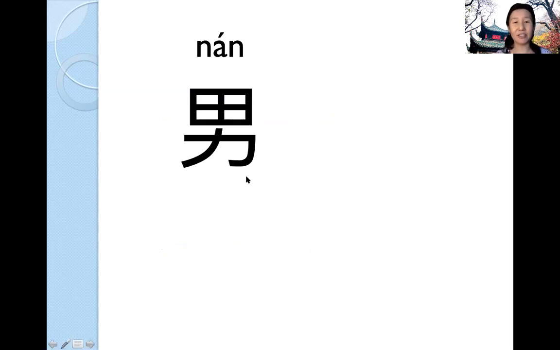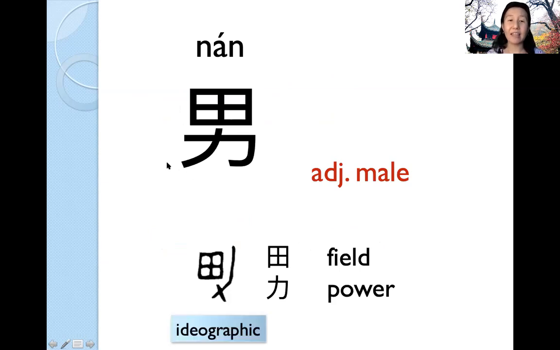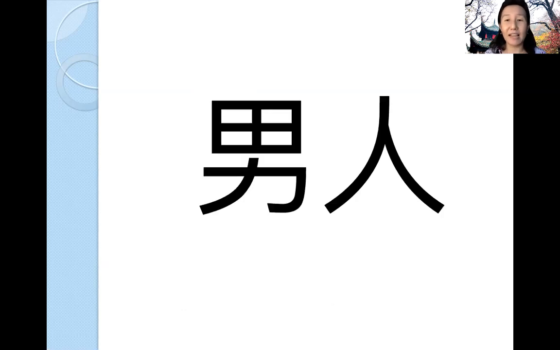Now we learn the character for man, male. And again, this was shown as an example in showing you the characters, that it's an ideographic character. The upper part means field, and the lower part means power. And then in ancient Chinese, men work in the fields. That's how the character man came into being. And of course, in modern societies, with our newly defined societal roles, this doesn't always look the same. 男人. So like 女人, a male person is a man.